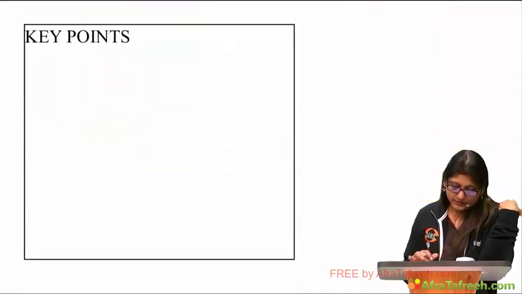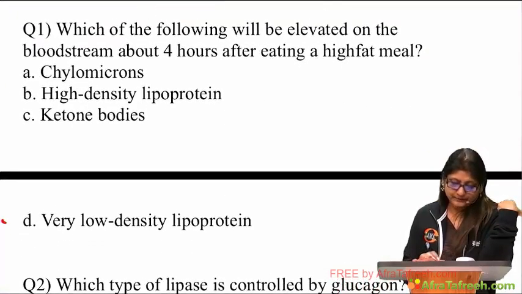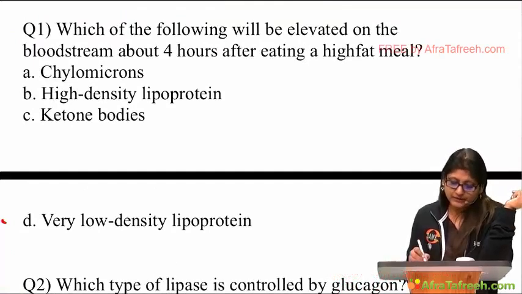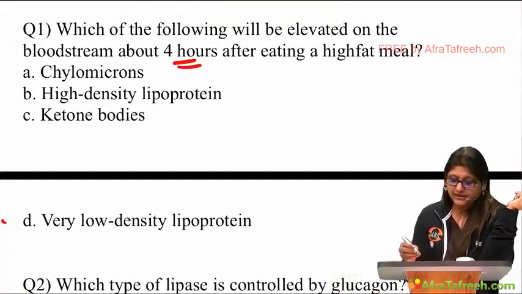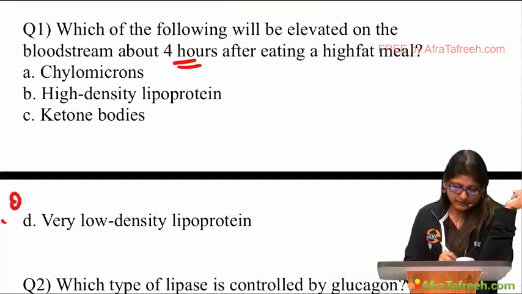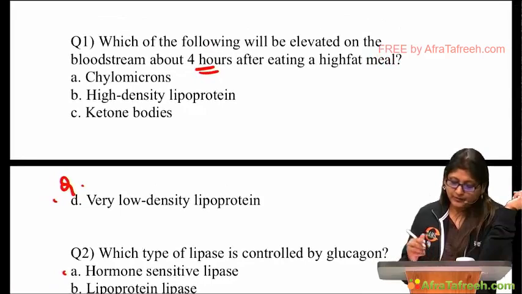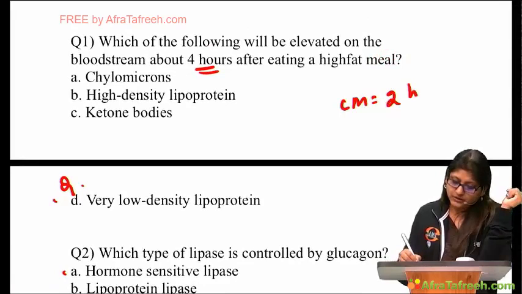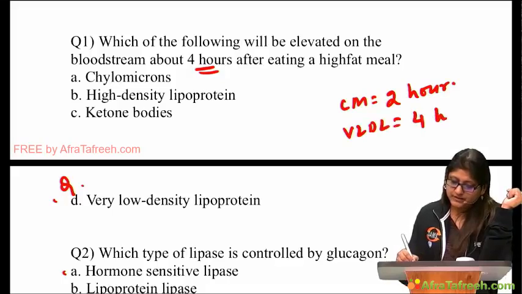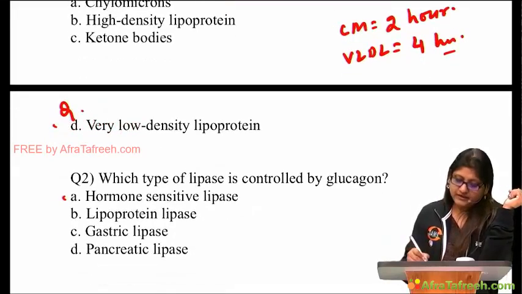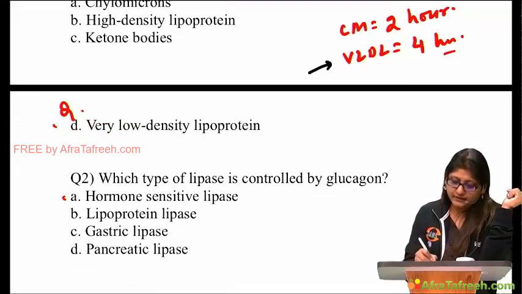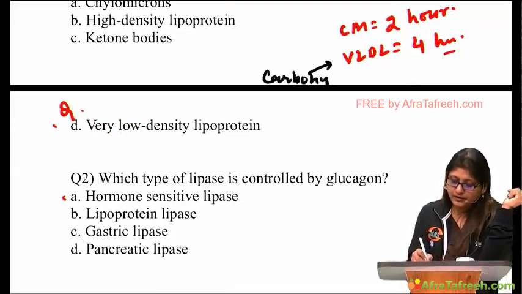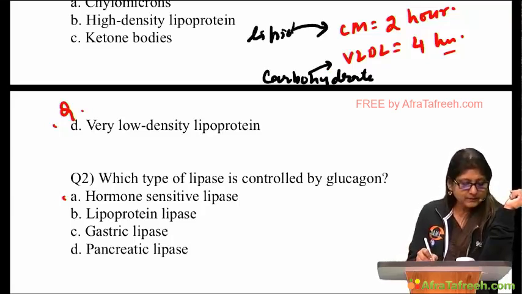Now, coming to the next point, dyslipidemia you learn properly. Coming to these questions, which of the following will be elevated 4 hours after taking a high fat meal? The answer is going to be VLDL. Chylomicron appears in the plasma 2 hours after taking a fatty meal. And VLDL is going to increase in the plasma by 4 hours. VLDL has got nothing to do with the lipid diet. It is directly related with the carbohydrate intake. And chylomicron is directly related with the lipid intake.